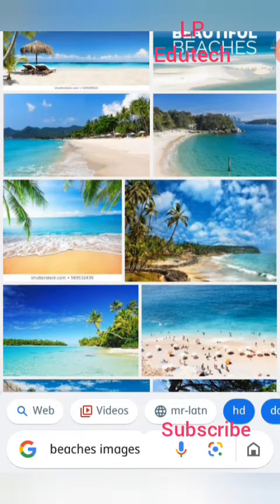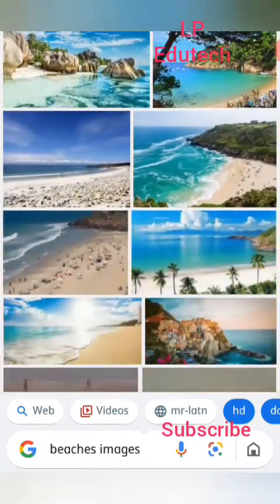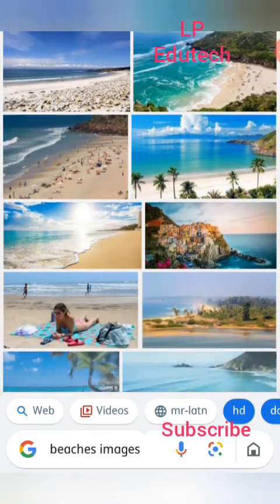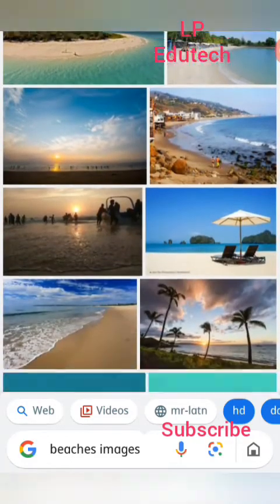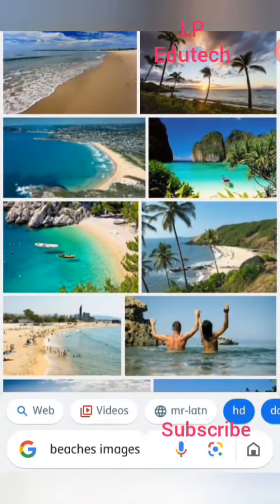Beaches are generally concave to the sea. We always love to wander at the beaches. Let's see the beautiful view of the beaches.